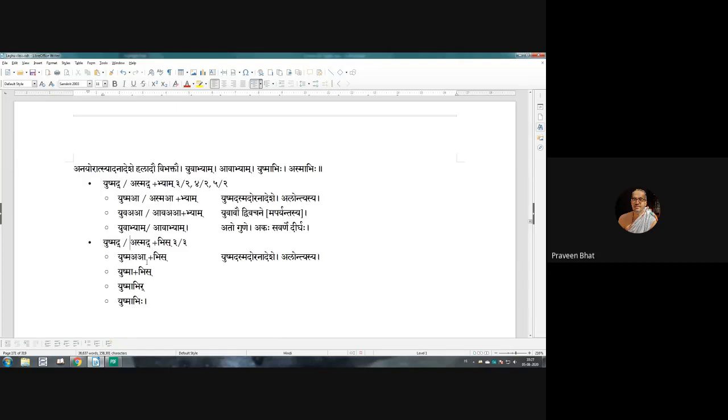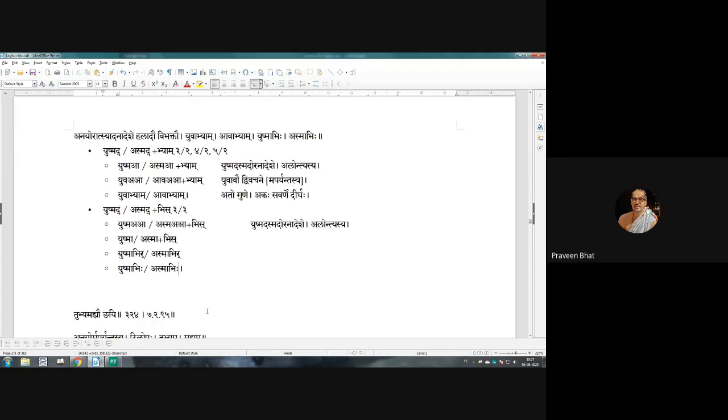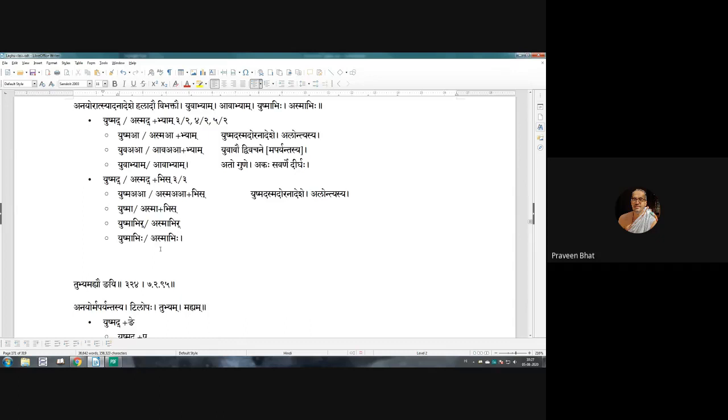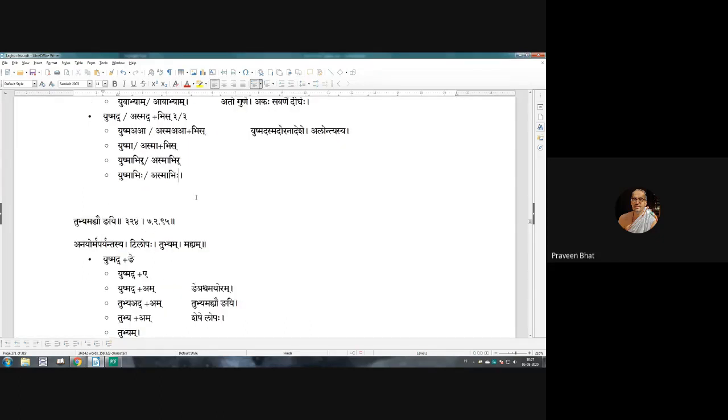Asmad, you'll get asma, a, a, and then akasavarna dirgha will give you asma. Then same as here, asma bhir by sasojushoru, asma bhiru. Usually asma bhir, and then asma bhi by kharavasane visarjaniya, asma bhi. Tritiya Bahuvachana rupa siddhi: yushma bhi, asma bhi. So many sutras. We have just finished the third case. Fourth case, what happens? Another specific sutra.